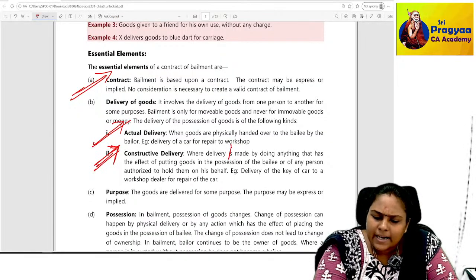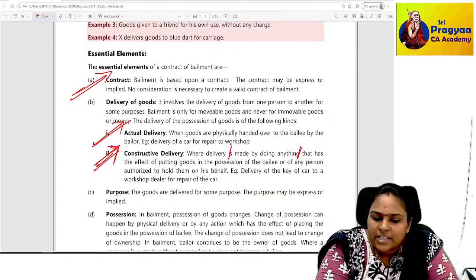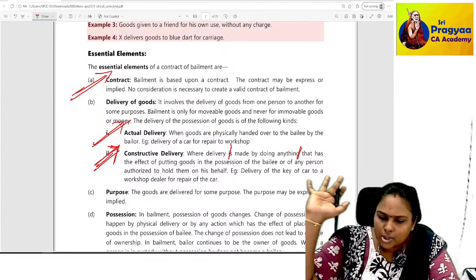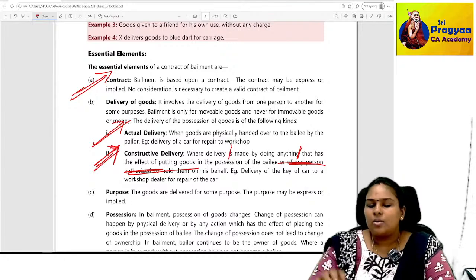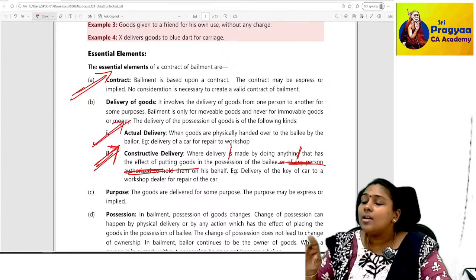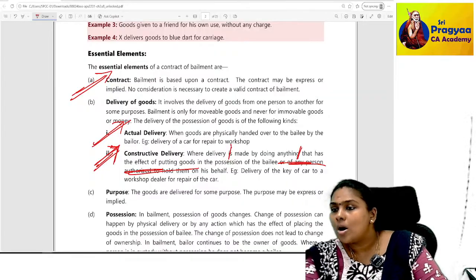Delivery is made by doing anything that has the effect of putting goods in the possession of the bailee. Stop. That much if you write, more than sufficient. Okay. You can give it to the bailee or his authorized representative. You can give it to whomever the bailee tells you to give it to.